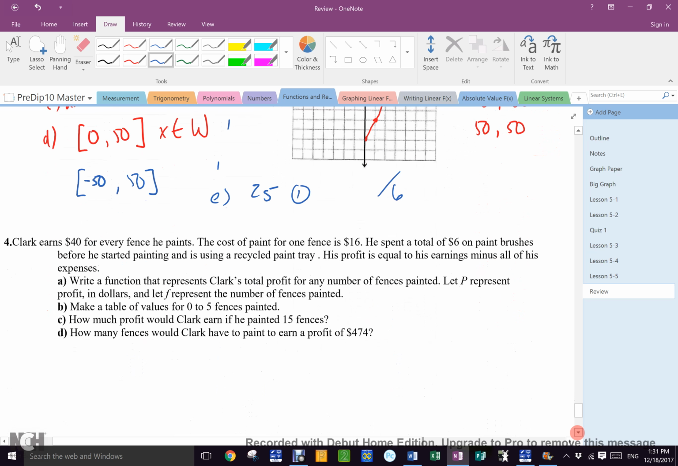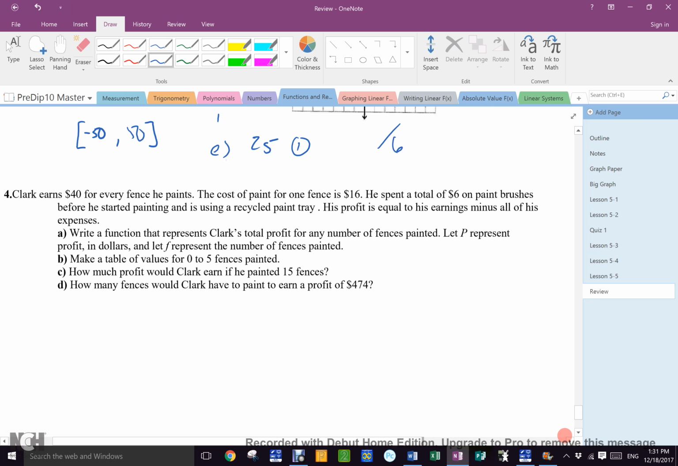Yep. And finally, Clark earns $40 every fence he paints. Cost to paint one fence, $16. Spent total $6 on paintbrushes before he started painting, and he's using a recycled paint tray. His profit is equal to earnings minus all of his expenses. Just like in real life, you want to be a businessman. Everybody says, I'm not going to have a boss, but my own boss. Better be able to do math. So, write a function to represent Clark's profit for any number of fences painted.